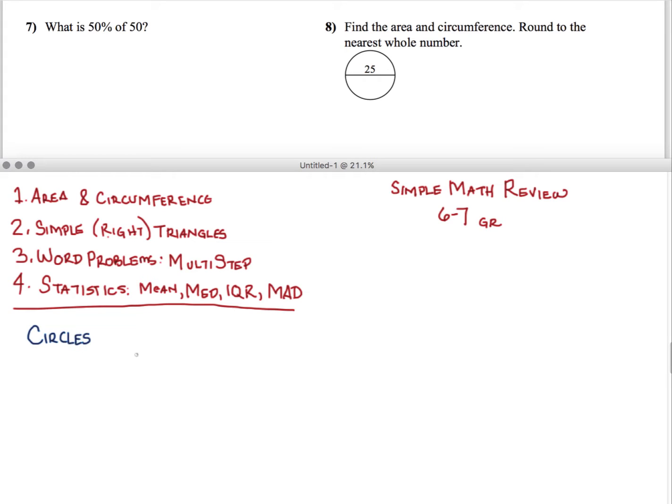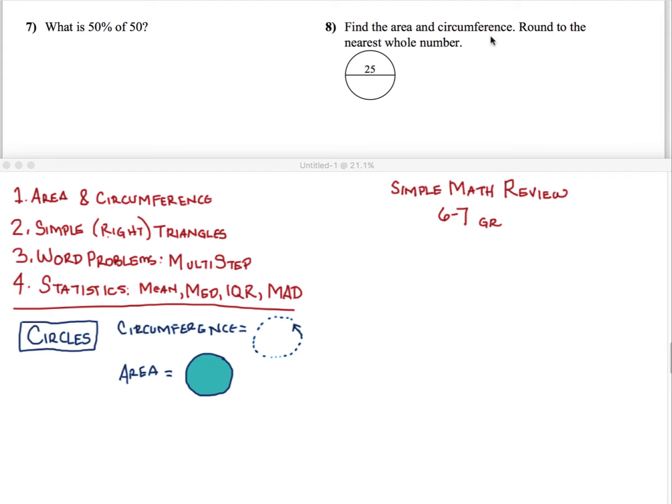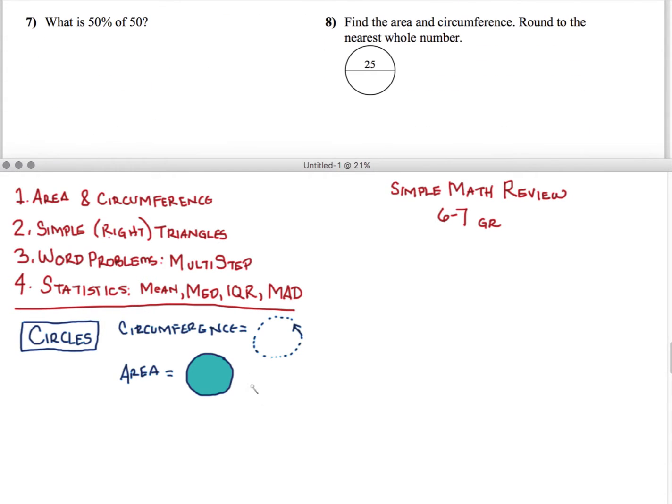We're going to begin with circles. The 2 most important things you will want to know about a circle are its circumference, which is the distance around the circle, and its area, which is everything that is inside. The formulas are so easy you should never have to memorize them.